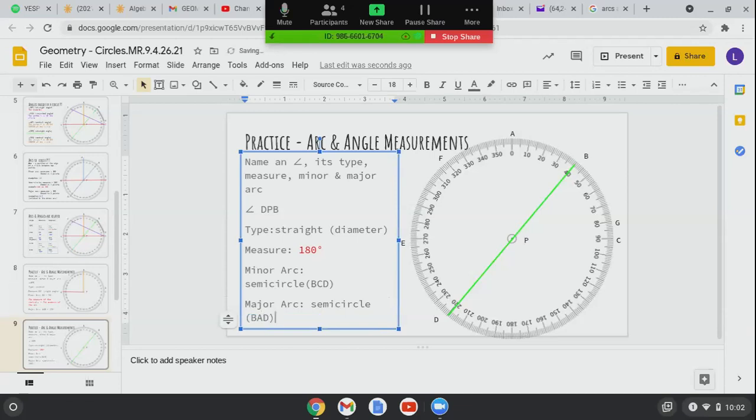Okay. So there are no major and minor arcs. You just have a semicircle. You got one to the left of our angle, and you have one to the right of our angle.